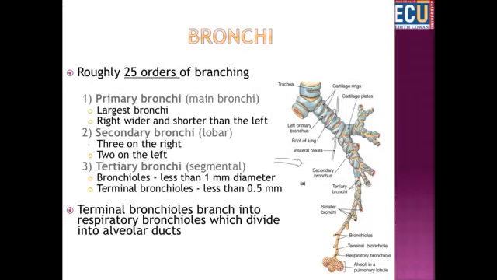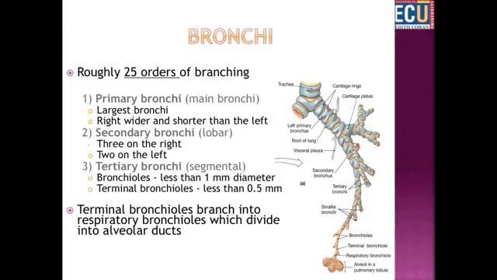So the bronchi, it's an interesting looking thing. I always look at a bronchi and I think it looks like a starfish. Sorry, not a starfish, a seahorse. But I could just be imagining things. Anyway, so the bronchi is approximately 25 orders of branching, and the three main branches are the primary, the secondary, and tertiary bronchi. And the primary bronchi, which is the main bronchus, is the largest bronchus. The right side is wider and shorter than the left.